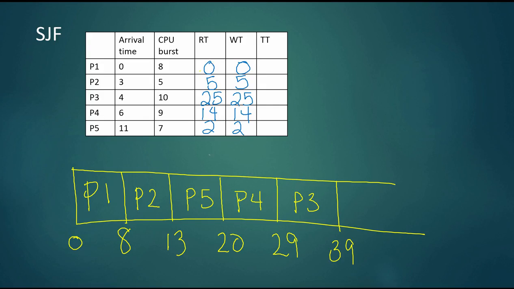And again, if you want to calculate the average, you just add up all of these and divide by 5, and you would get the average. In this case, the average is going to be 9.2.